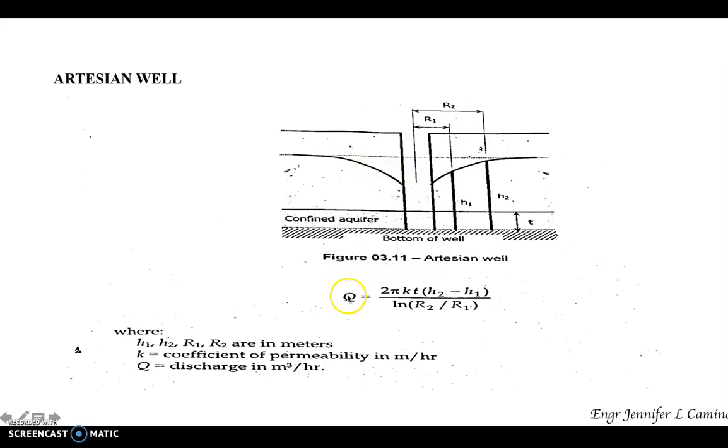So if you're going to compute for the discharge for this artesian well, you're going to have this equation: 2 pi K times T times H sub 2 minus H1, all over ln of R2 over R sub 1. So you simply have to identify your parameters H2, H1, R sub 2, and R sub 1, and of course your K, hydraulic conductivity, and your T, the thickness of the confined aquifer. And then you can compute now for the discharge for this artesian well.